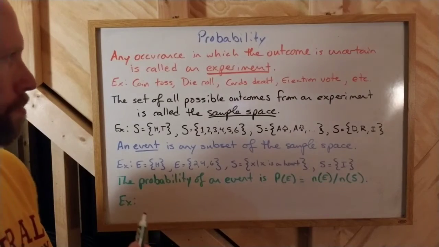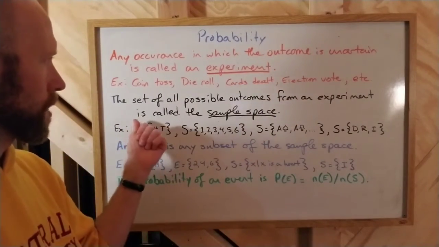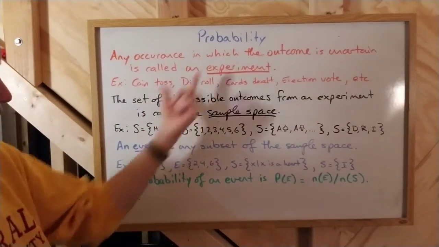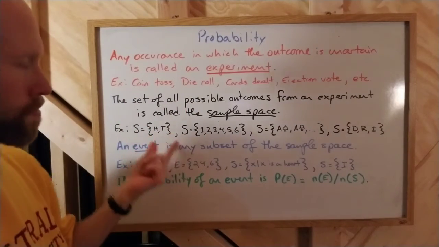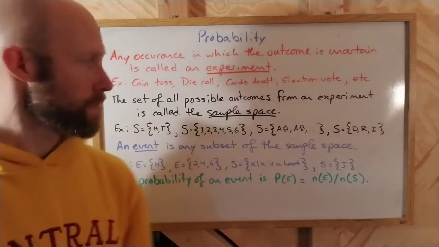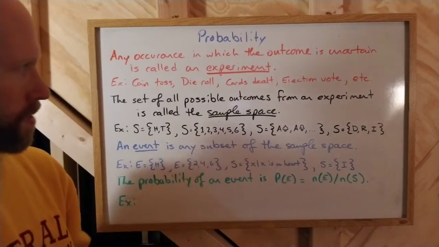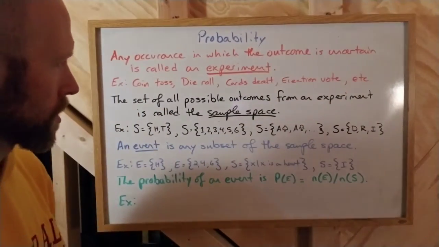If you take all the possible outcomes from the experiment, that's called the sample space. For instance, being consistent with the ones from above, a coin toss has a sample space of either heads or tails. A die roll has a sample space of 1, 2, 3, 4, 5, 6, since it's a six-sided cube that you're rolling.